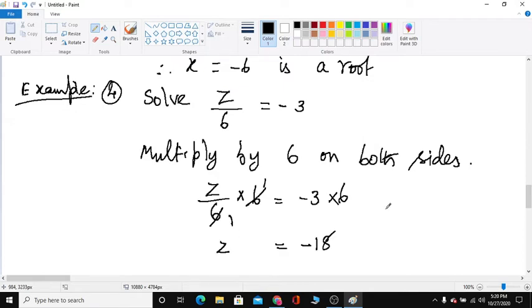Now we have to check whether our answer is correct or not. So how do we check? You have to substitute in the given equation. Now, verification.